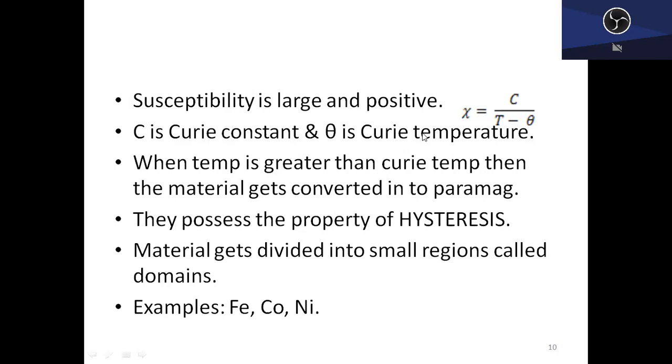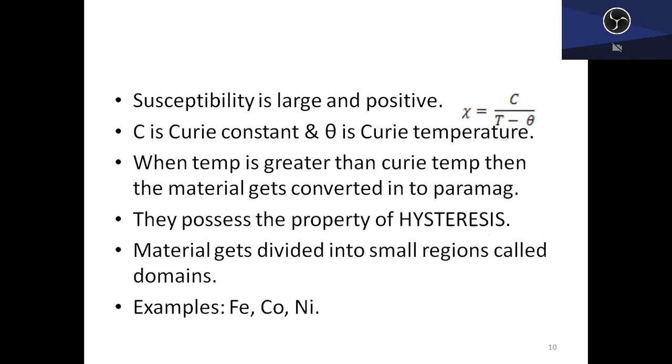Since it is dependent upon the temperature, if the temperature is greater than the Curie temperature, the ferromagnetic material will be converted into paramagnetic material. They also possess a property called hysteresis, due to which they have vast applications. The material gets divided into small regions, and these small regions are said to be the domains. We'll discuss what these domains actually are in broad fashion.